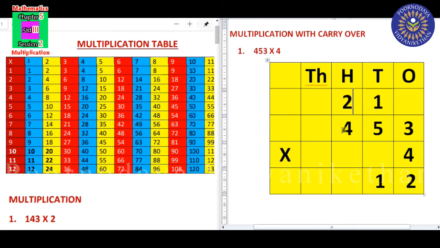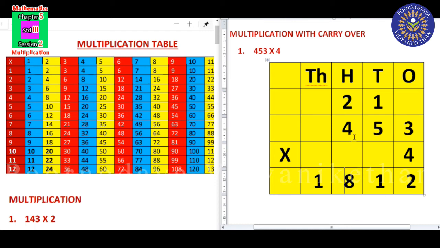Then next, in the hundreds place there is 4. 4 multiplied by 4. 4 4s are... 4 1 is 4, 4 2s are 8, 4 3s are 12, 4 4s are 16. So 16 plus the carryover 2. 16 plus 2 is 17, 18. So that 18 you have to write here like this. Did you understand? See here.